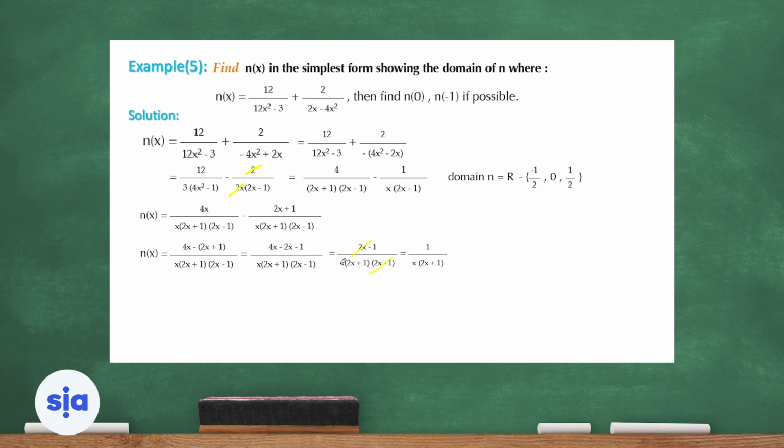The question is asking you to find n of 0. Actually, it's not possible as 0 is here, so it's not in the domain. N of negative 1, yes, it's possible. I go to the simplified fraction, easier, faster to find n of negative 1 by doing what?